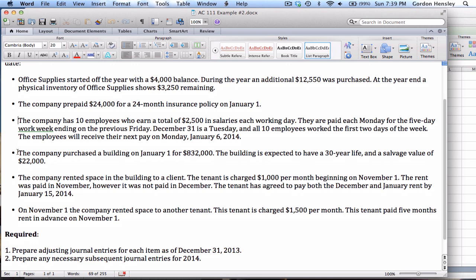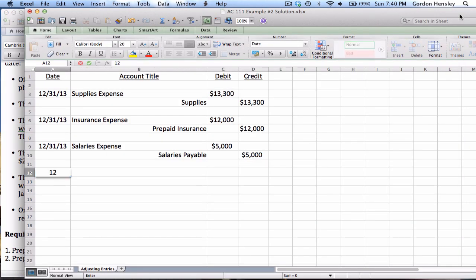Now, the next situation says the company purchased a building on January 1st for $832,000. It is expected to have a 30-year life and a $22,000 salvage value. Now remember, when we purchase buildings, we talked about this. Those types of assets have to be depreciated. So we're going to have to record the depreciation on that building. So again, 12/31 of 2013.